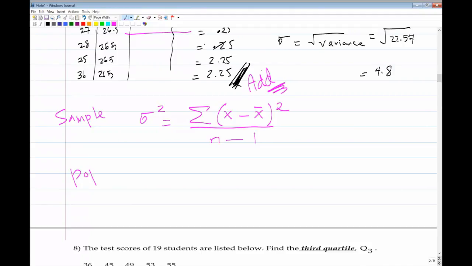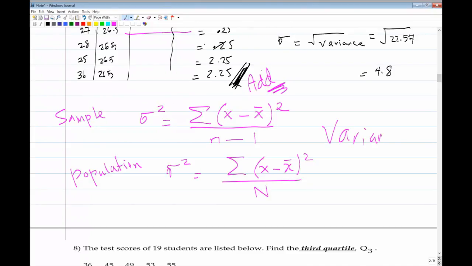For the population, it's always going to be the same exact formula, but instead of dividing by n minus 1, we always divide by the sample size. That is the variance. A standard deviation is not bad because we just take the square root of the number.